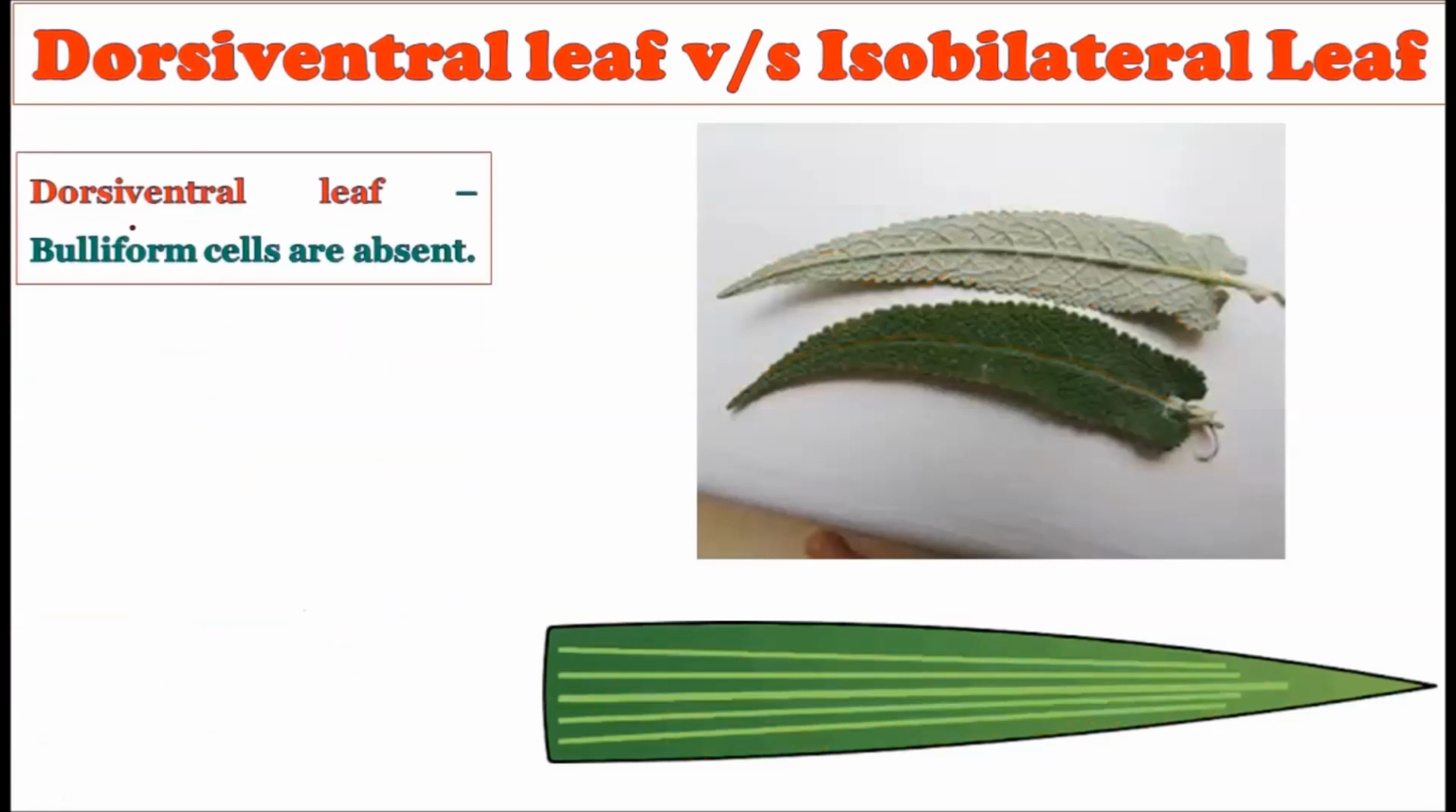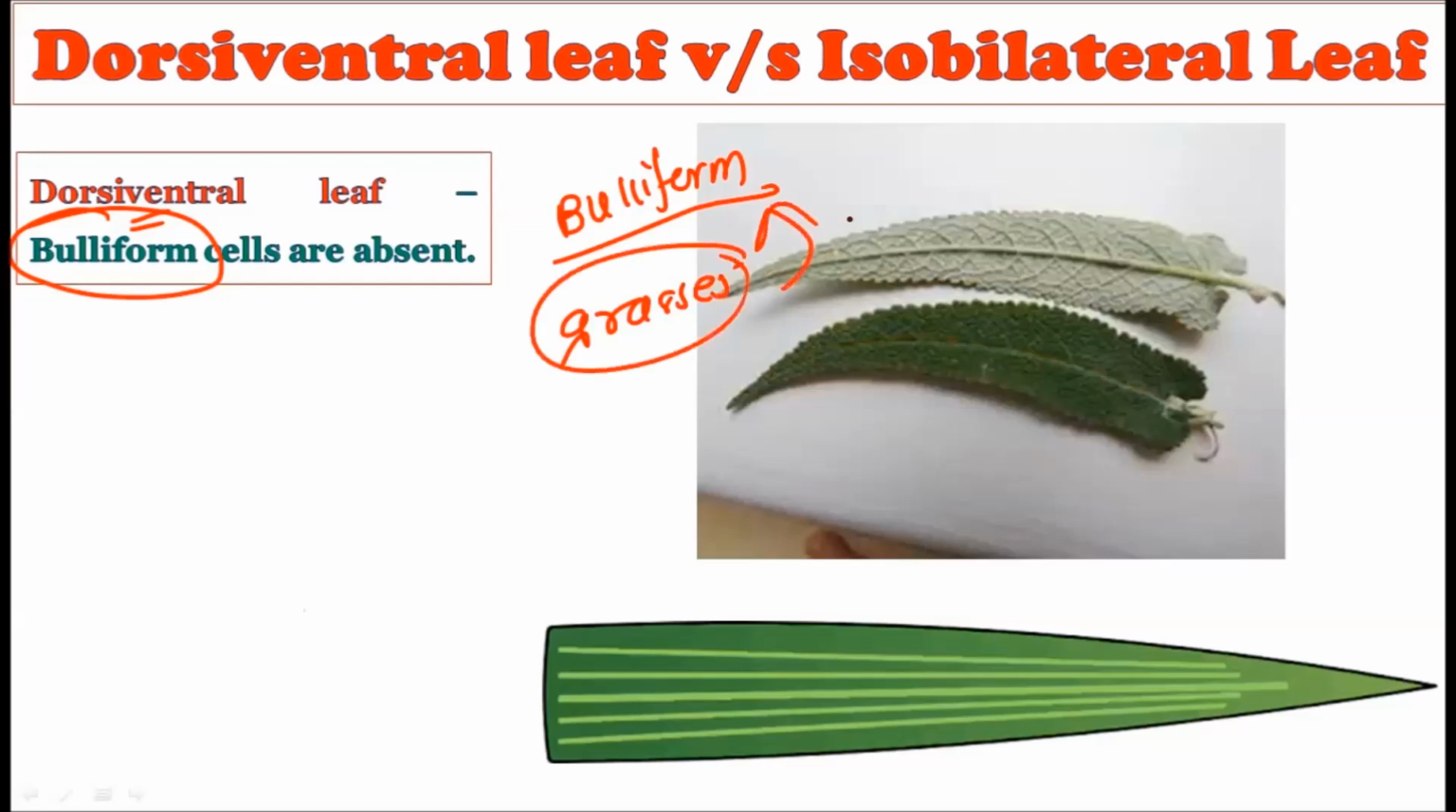Now consider the fifth difference: in the dorsoventral leaf, you will never find bulliform cells. As you know, bulliform cells are found in some of the grasses, in monocots. In these grasses, bulliform cells help to avoid the loss of water through evaporation, that is, transpiration. So these cells, typically present in grasses or monocot plants, are not present in the dorsoventral leaf.